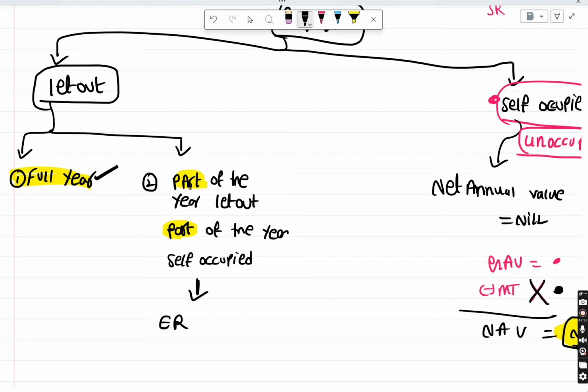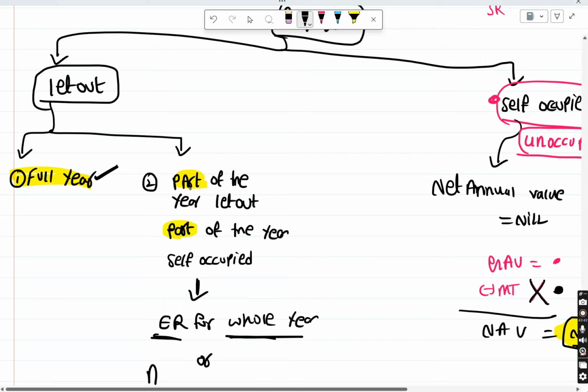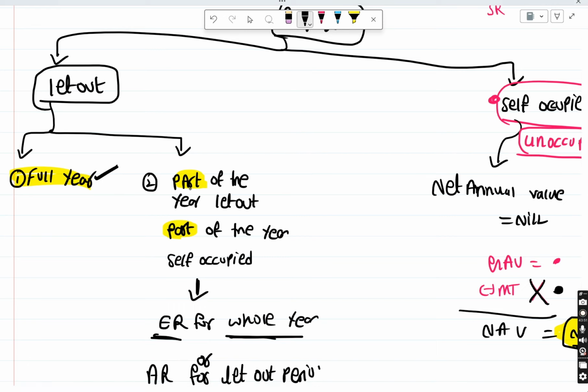Expected rent, we already know how to find out the expected rent. Expected rent for the whole year, that means do the normal process, whatever we have done, the high low high thing. So you will get the expected rent, right? After doing high low, expected rent for the whole year, you don't need to split. Then, or actual rent for the let out period, whichever is higher.